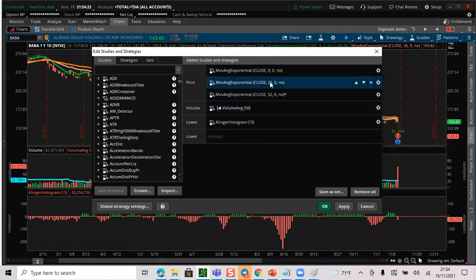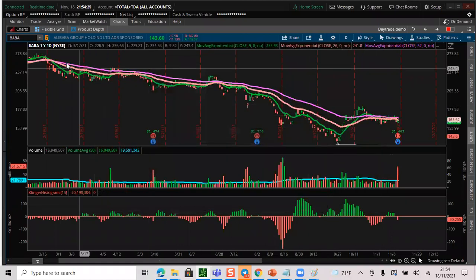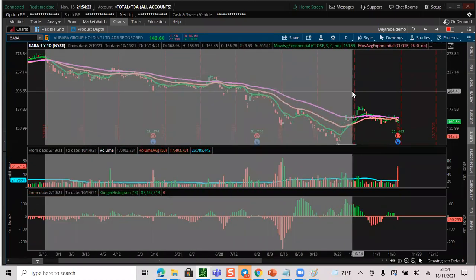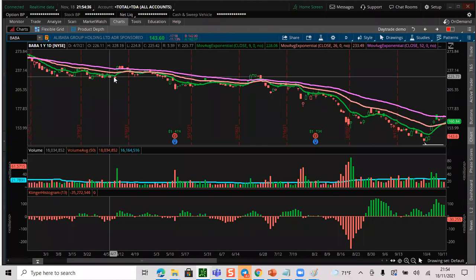See, I use 9, 26, 52. 9 is green, 26 is red, 52 is purple, right? As long as the purple is above 9 and 26, this is clearly a bearish sign.